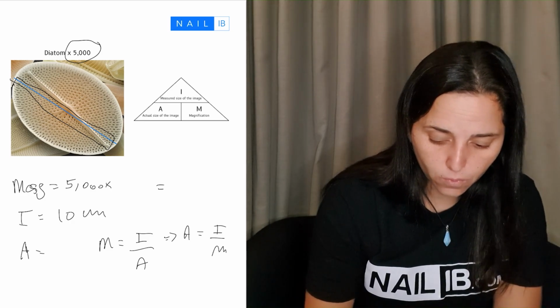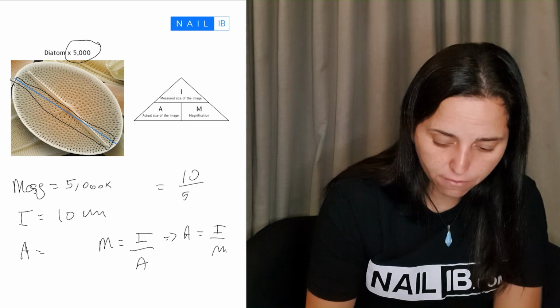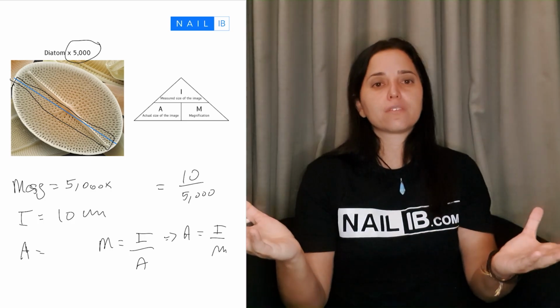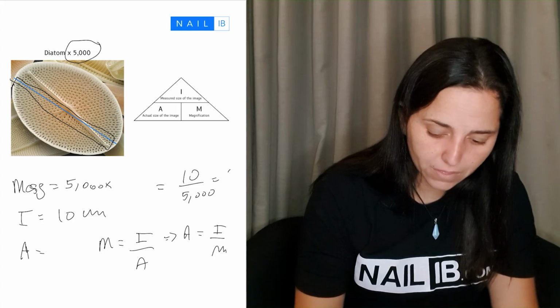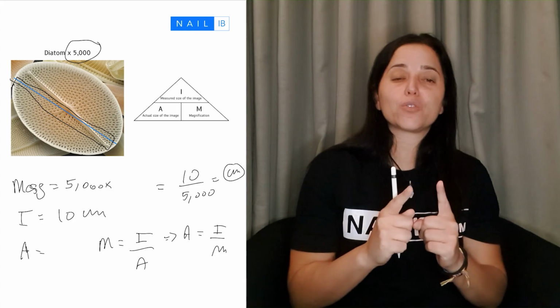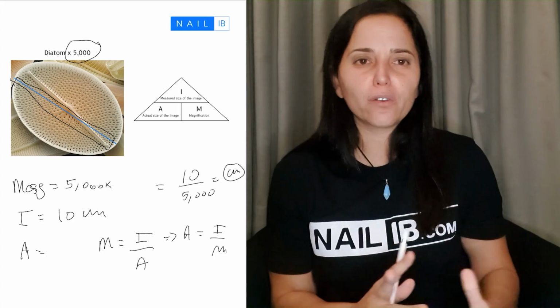So in this case, what is the I? It's 10. What is the M? 5000. And then you just divide, and whatever the answer will be, it will be in centimeters. Now here is what I tell students. You got all this. Oh, great. I don't have to do the conversion.